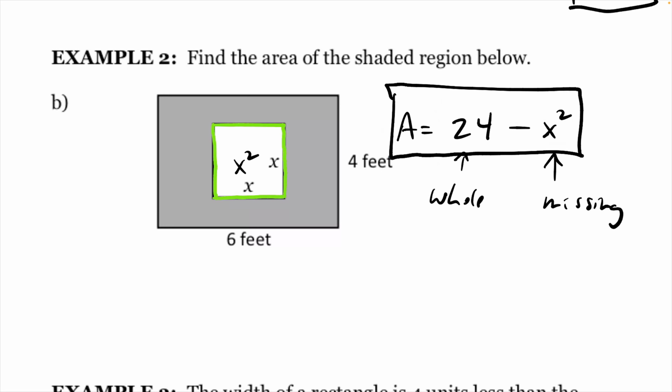Do we know what x is? No. We didn't solve for it. You didn't solve for it then. You just said that's what it is. Today we're going to solve for it, and I'll show you how to do that. Okay? So that's the area of the shaded part: the whole, 24, minus the missing, x times x, x squared. So today, we're actually going to solve for those x's. We know how to already.